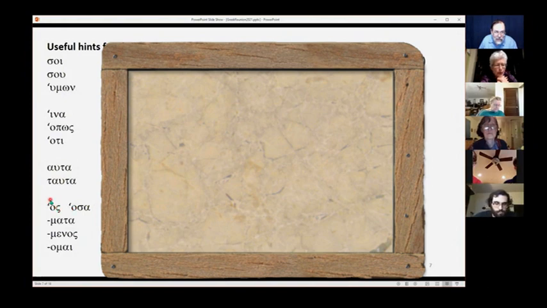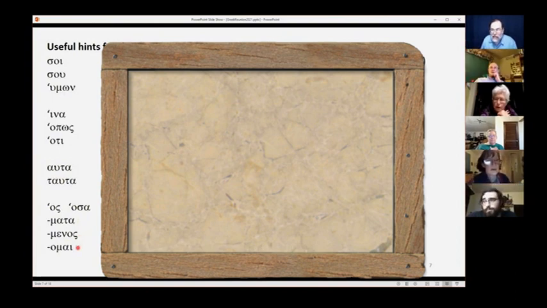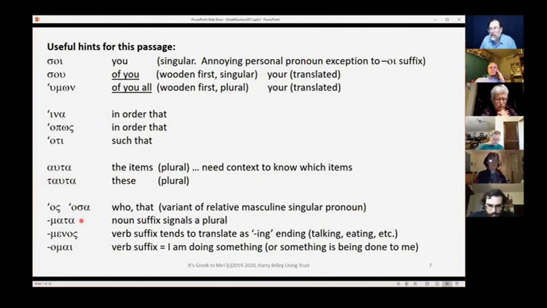How about this one: has and hasa. Mata. Now, this is not a word. This is a suffix, and I'll talk about these suffixes later. But mata, menos, not a long O, more of an ah sound. So menos. You'll see two of these suffixes in our passage tonight.